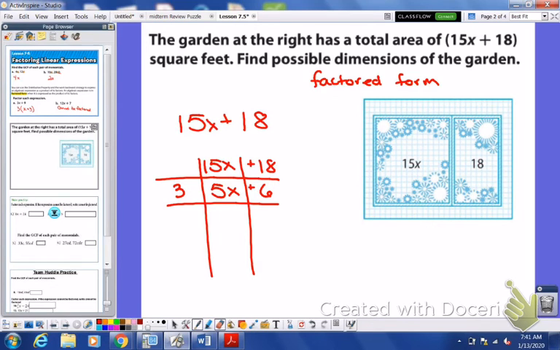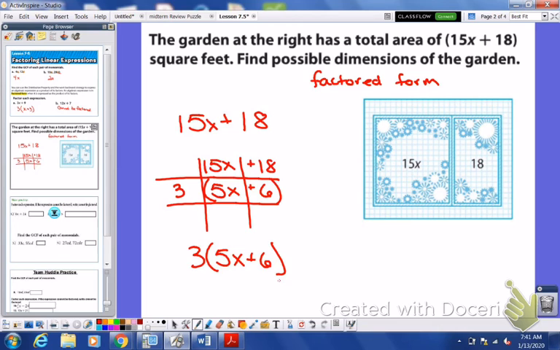All I have to do, my line is a little too long here, is put this in parentheses. So we would write 3 times (5x plus 6). And there's our factored form. So our possible dimensions would be 3 and 5x plus 6 since we don't know what our x value is.